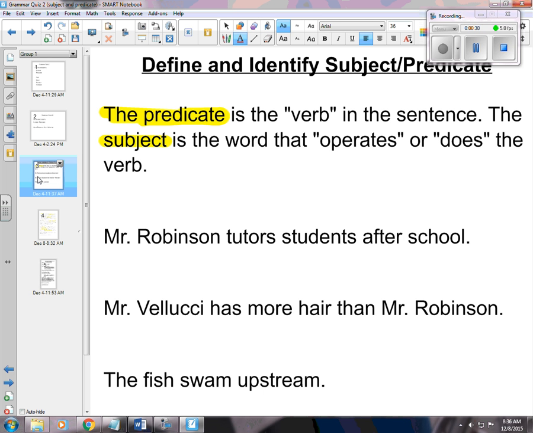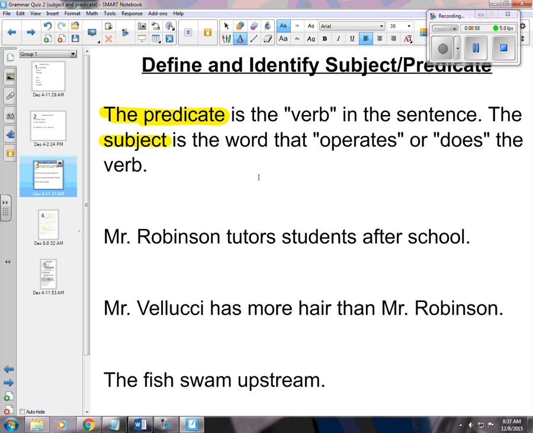The predicate is the verb in the sentence, and a simple way to remember that is the action in the sentence. The subject is the word that operates or does the verb. So, on the first part of your grammar quiz, it's going to say, what is the definition of the predicate? Your answer will be, it is the verb in the sentence. Your second question will be, what is the subject of the sentence? The answer to that is it's the word that operates or does the verb.